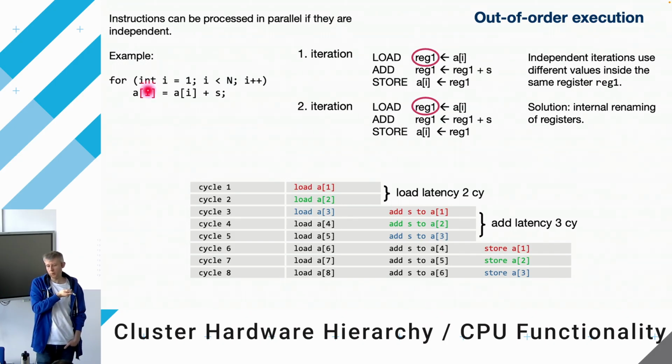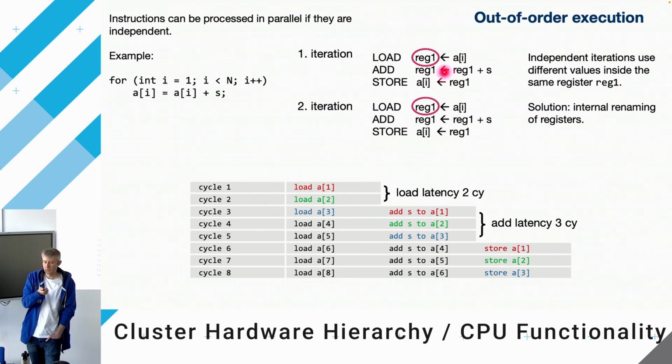In this case, we have a loop, and we just add a constant to some values in an array. If our program loops in our CPU, it will basically do a load, an add, and a store multiple times over multiple iterations. And as we see here, all of these iterations are independent of each other. Therefore, they are interchangeable. Therefore, this load and this load could happen in parallel if they wouldn't use the same register.